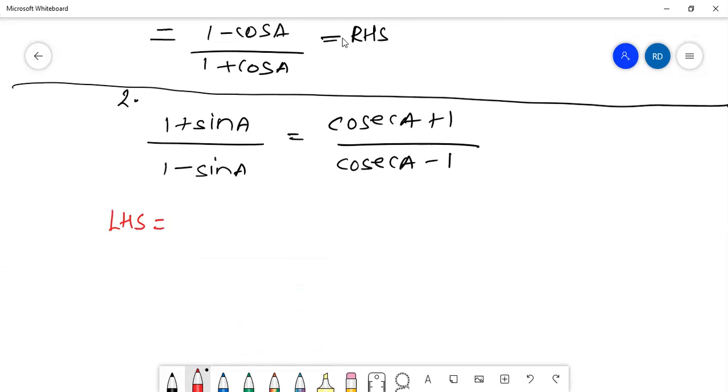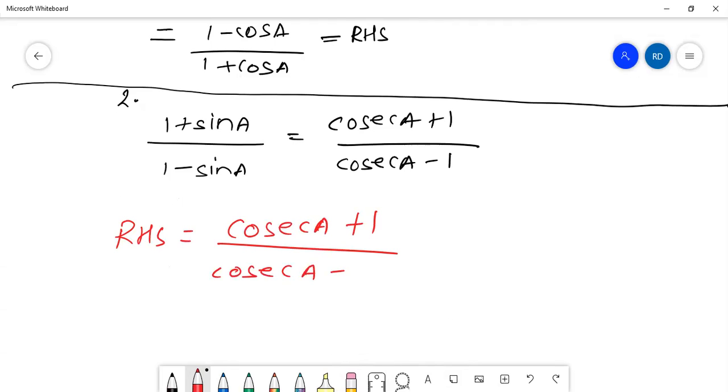Generally, the problems are solved from the LHS, but sometimes they can be solved with RHS as well. Like this problem itself can be solved with RHS, because we cannot convert sine into cosec. It is better to convert cosec into sine. So instead of taking LHS, I'll take RHS here, which is cosec A plus 1 upon cosec A minus 1. This can be written as 1 upon sine A plus 1 upon 1 upon sine A minus 1.